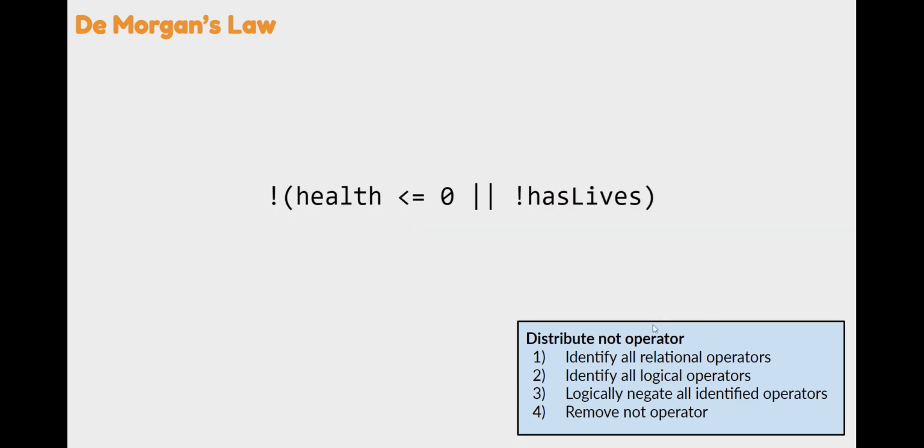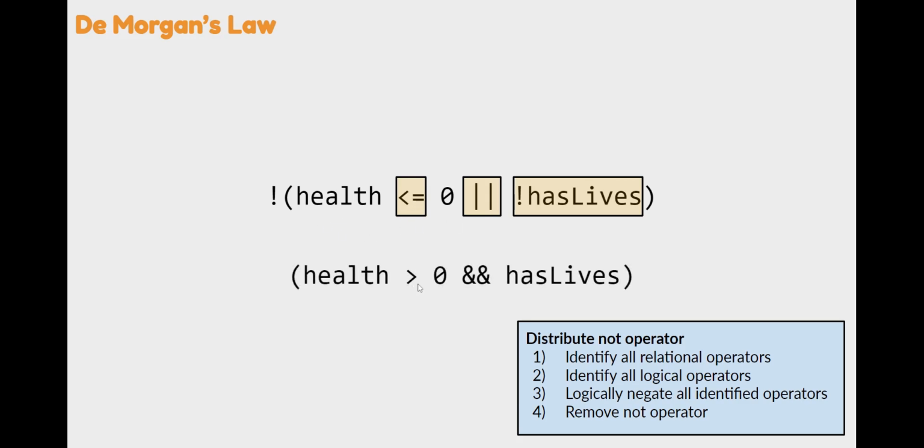Looking at one more, we're going to identify our relational operators. We have our less than or equal to 0, and we have our not has lives. And then we need to identify our logical operator, which is the or in the middle. We logically negate them. Health less than or equal to 0 becomes health greater than 0. The or becomes and, the not has lives just becomes has lives, and we remove the not operator from the outside.